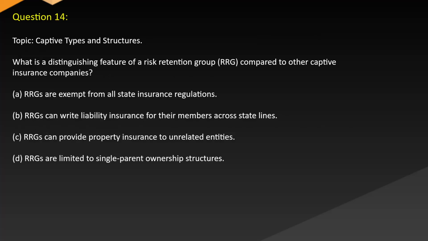Question 14. Topic: Captive types and structures. What is a distinguishing feature of a risk retention group (RRG) compared to other captive insurance companies? A. RRGs are exempt from all state insurance regulations. B. RRGs can write liability insurance for their members across state lines. C. RRGs can provide property insurance to unrelated entities. D. RRGs are limited to single-parent ownership structures.